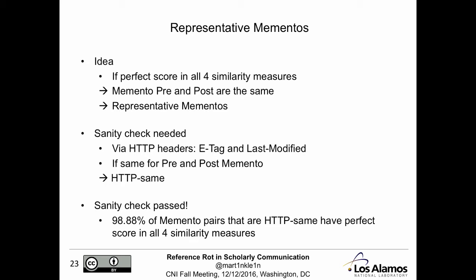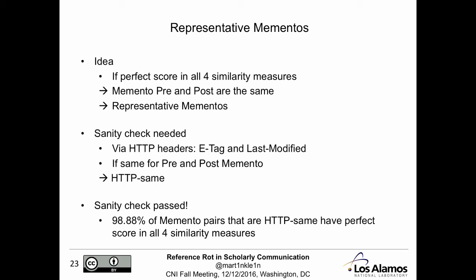Meaning, HTTP as a protocol is able to return particular headers to you when you dereference the resource, and some of those headers can give you an indication whether a content has changed between two requests for the same resource. So we use in particular the etag and last modified headers and compare those headers for the memento pre and the memento post. And if they are all the same, then we know that HTTP says these two resources are the same, okay? And as a matter of fact, we pass our own sanity check, which is always a good thing, right?